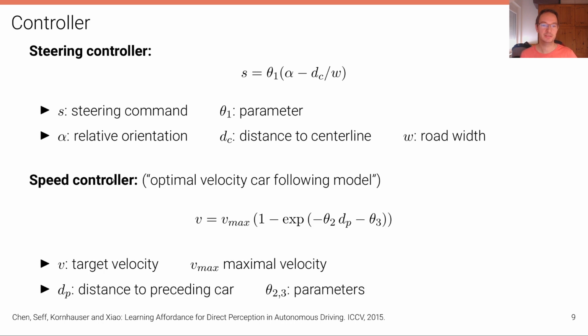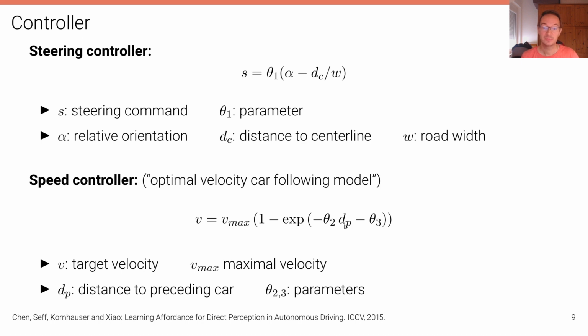The speed controller is also called the optimal velocity car following model, and the equation is as follows. The target velocity that is input to the simulator for the ego vehicle is set to Vmax, which is the maximal velocity, times this term here. And the term comprises 1 minus the exponential of this linear expression here with the two parameters that can be tuned, θ2 and θ3. And dp is the distance to the preceding car, the car that we are following, the car that is in our lane in front of us.